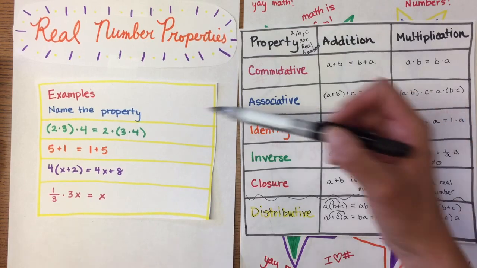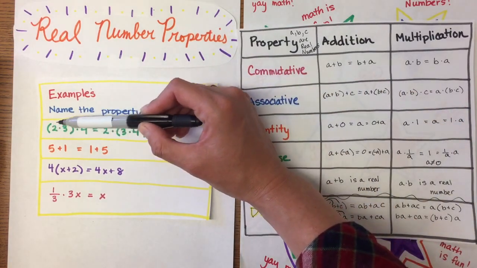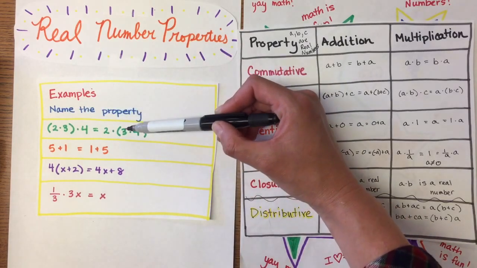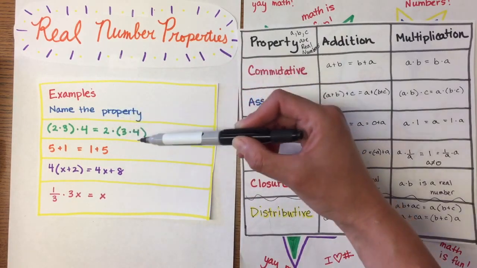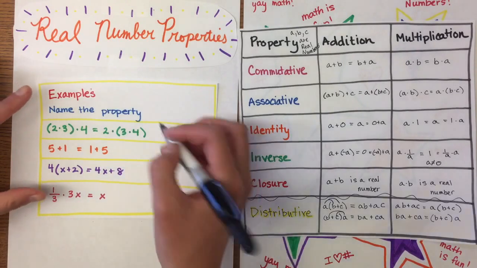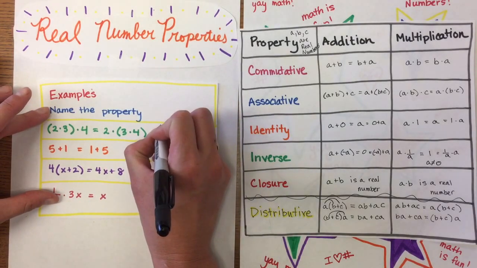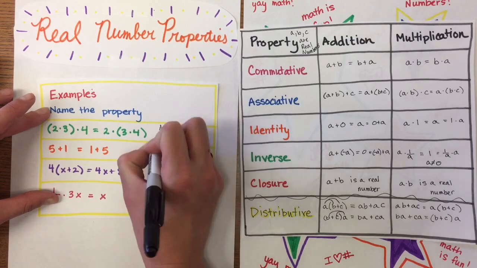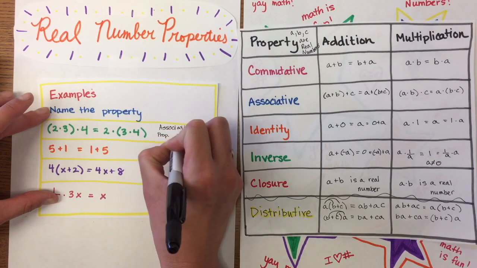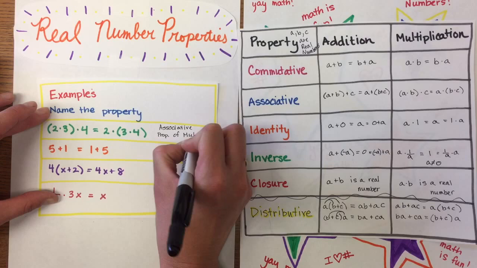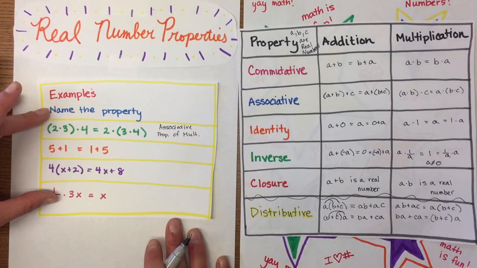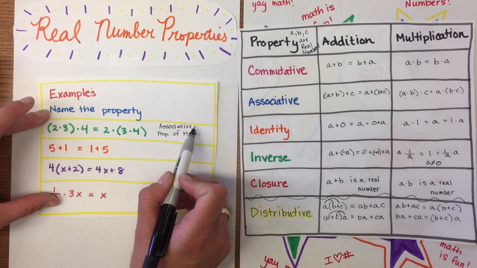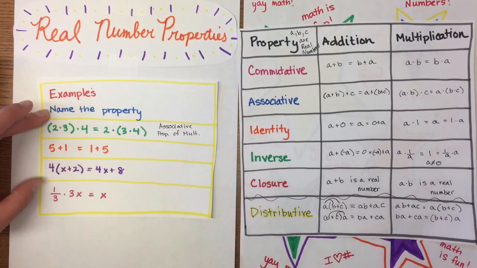Associative has to do with grouping. In the left side, we've got 2 and 3 grouped, and on the right side, we have 3 and 4 grouped. So this one's actually going to deal with grouping. So this is the associative property of multiplication. It's important that we remember to not only write the associative, but also the multiplication.